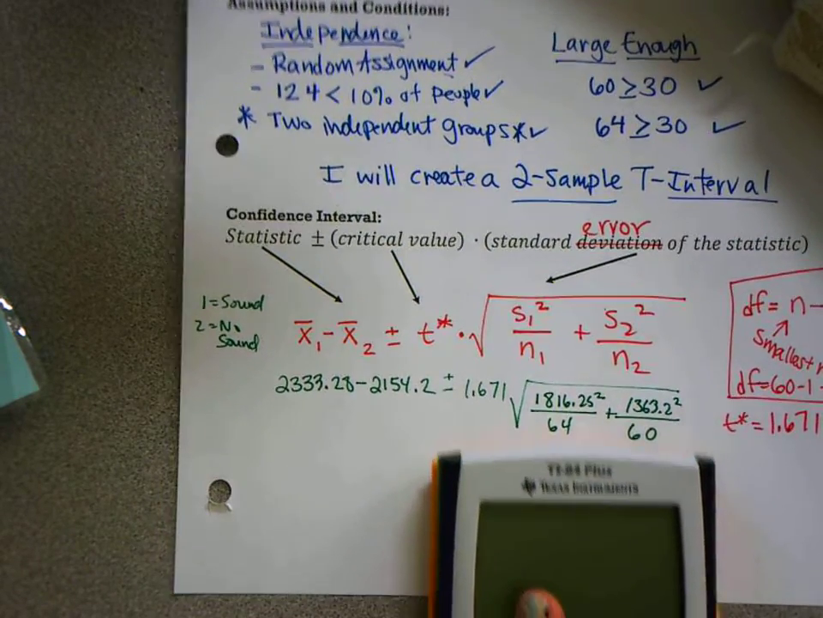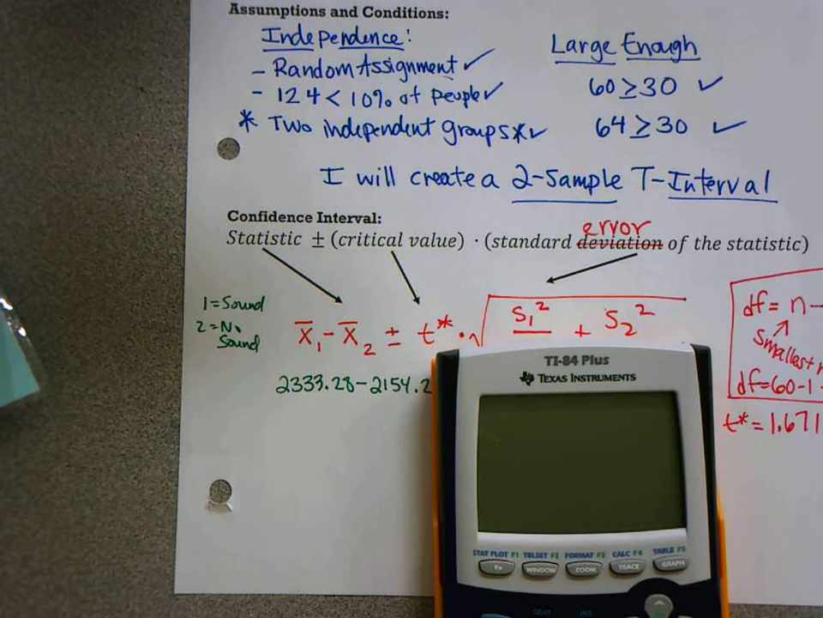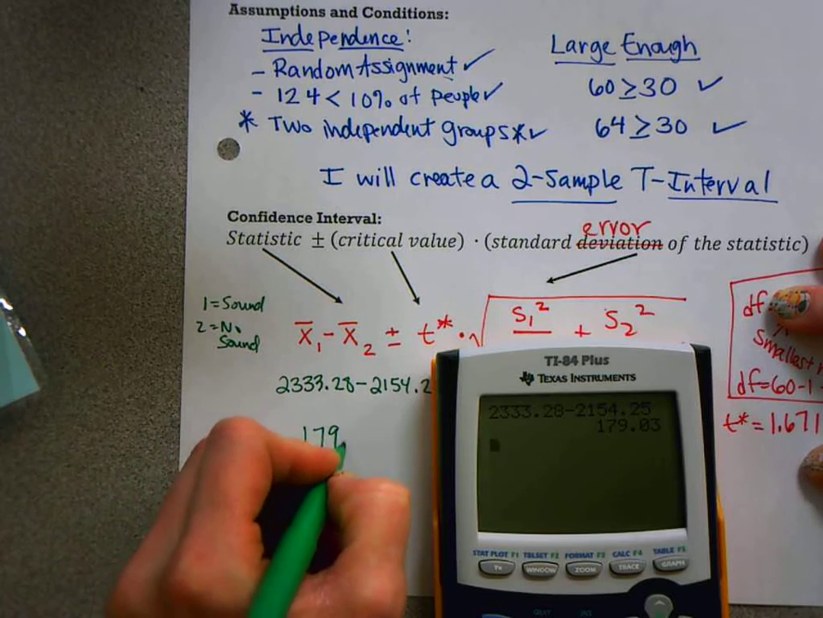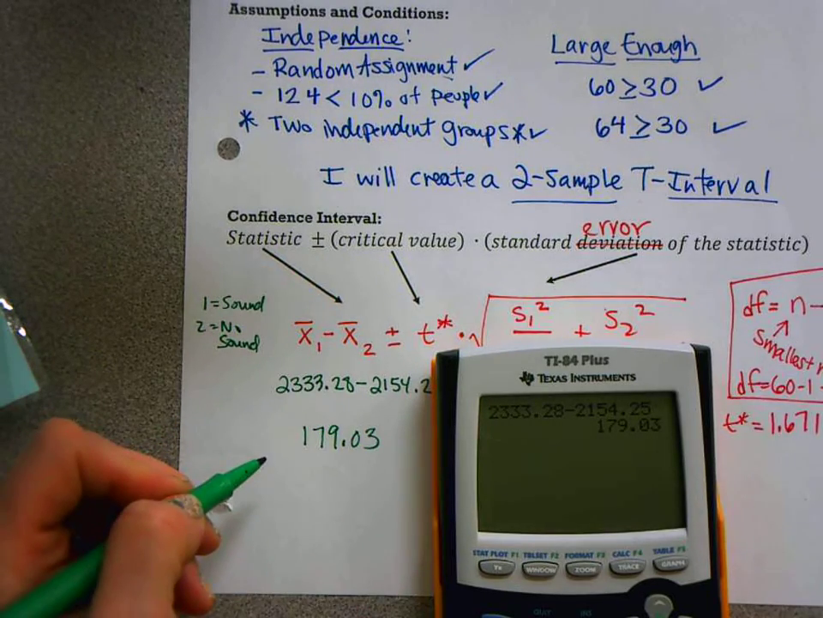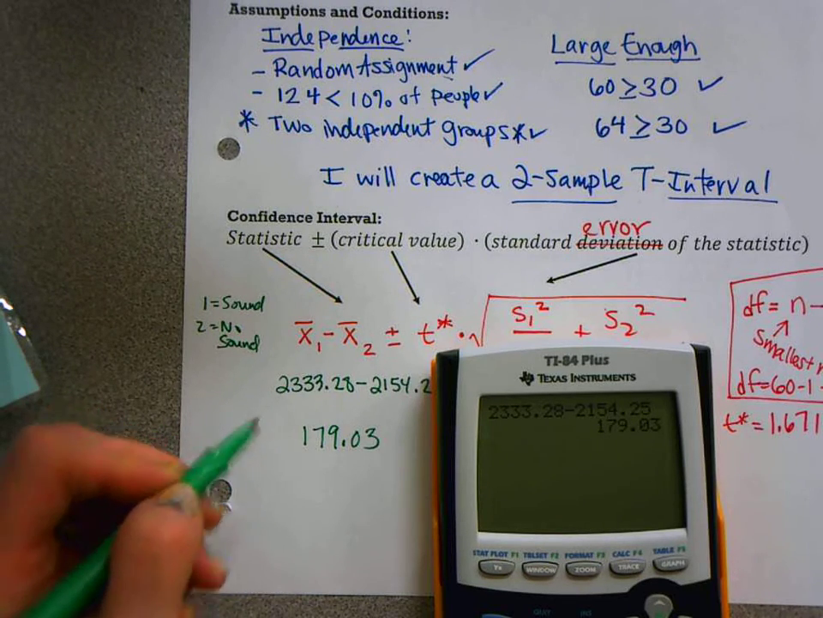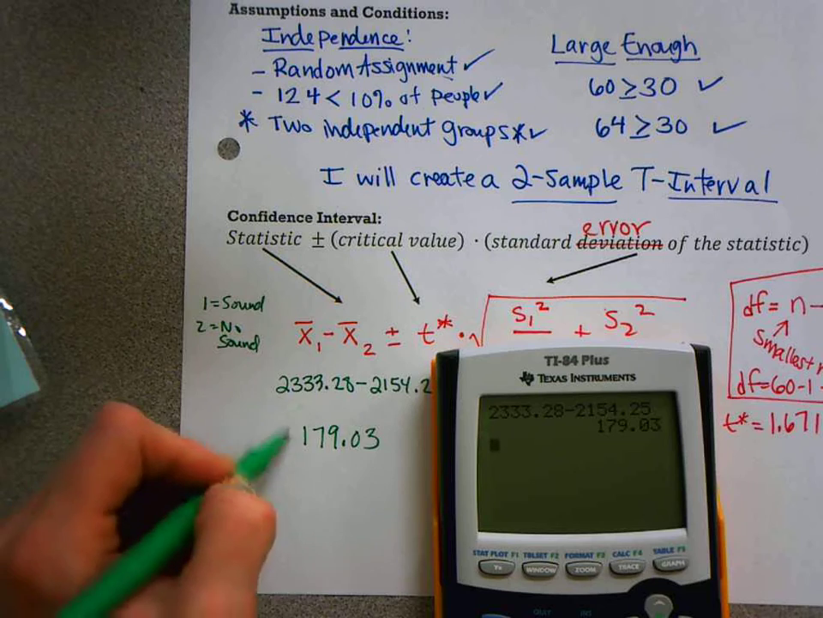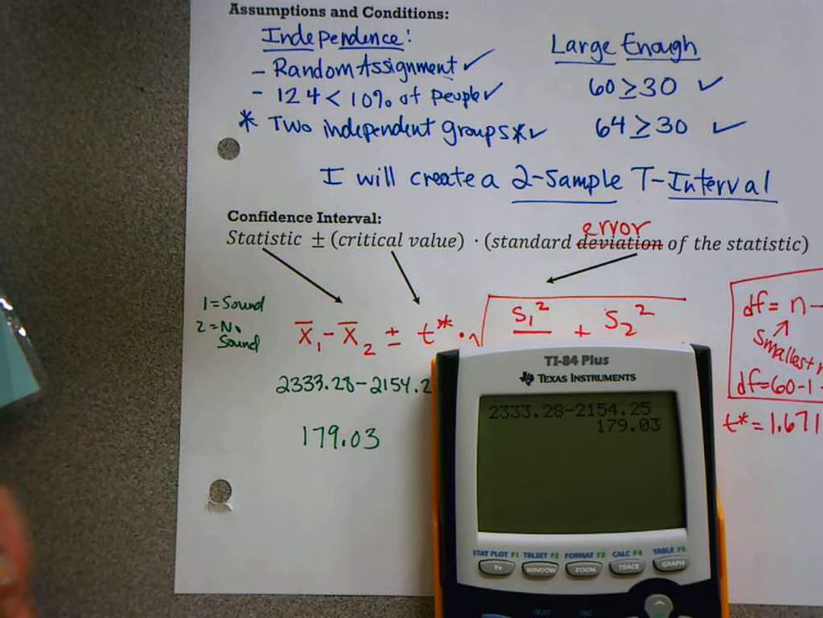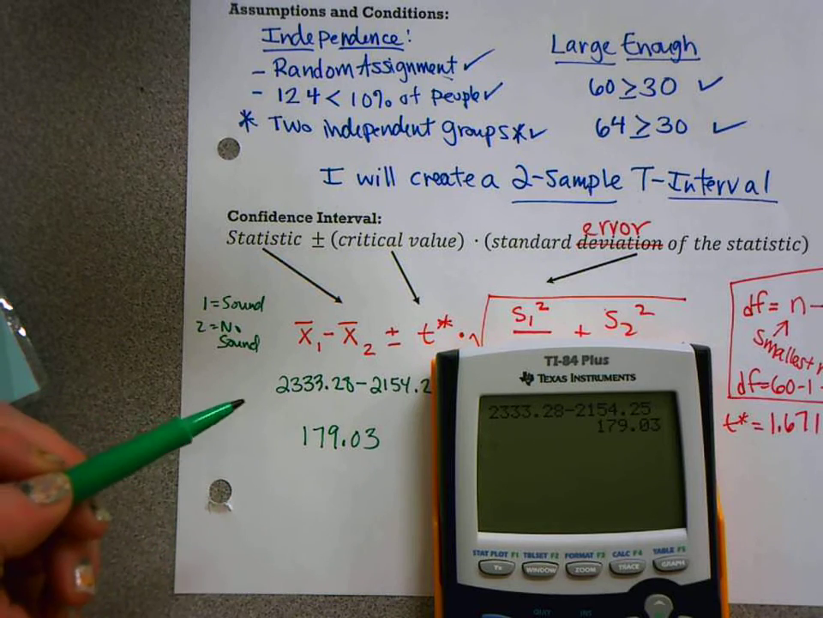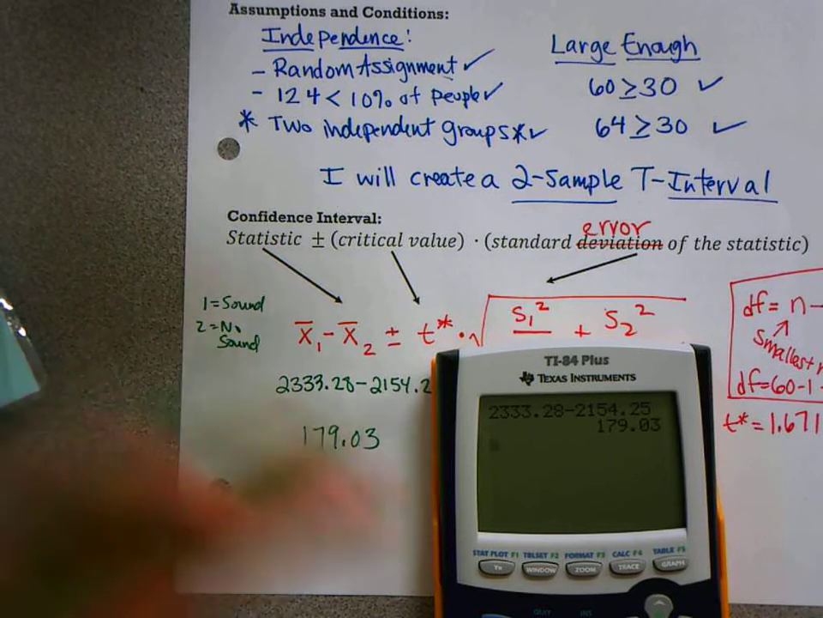Let's do the stat first. 2,333.28 minus 2,154.25. So we got, or Miss Meadows has gotten, a difference of almost 180 points for the no sound actually getting a higher score than the sound. But we know that we can't just say, okay, if you don't play with sound, on average you're going to get 180 points more playing Pac-Man. Nope, we have to give it plus or minus, like how much off is that going to be.